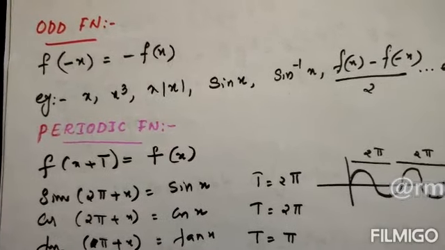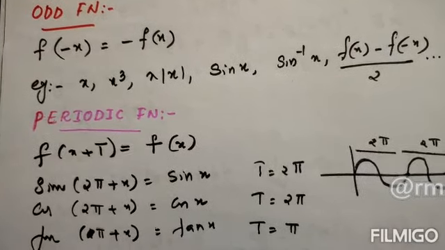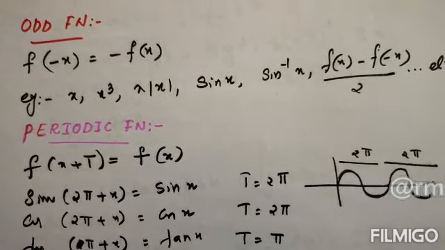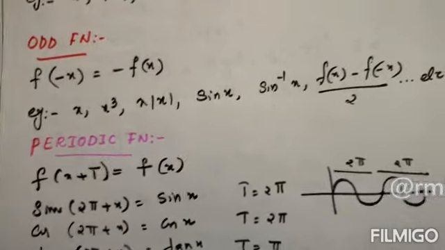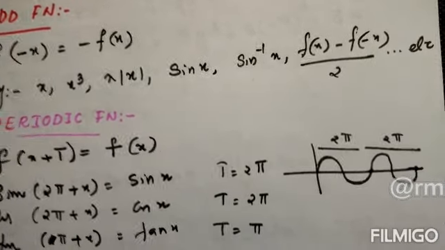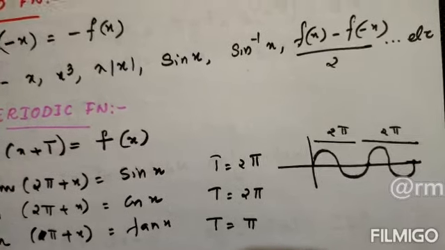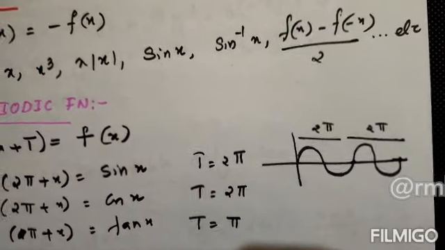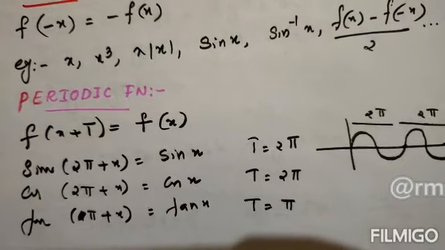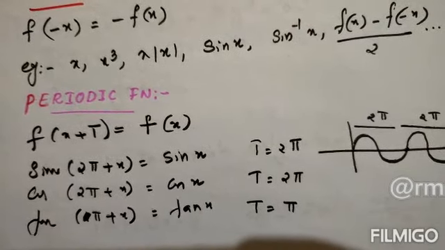f(x + T) = f(x). sin(2π + x) = sin x. T denotes the period, so here T = 2π. This sine function's graph is repeating. These first two curves are repeating with period 2π. So sin(2π + x) = sin x, period is 2π.